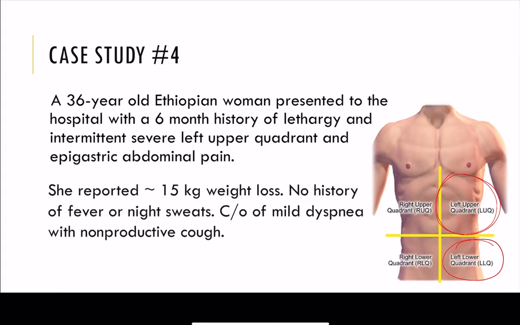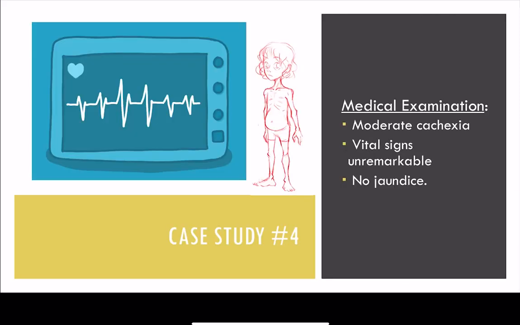in the GI system. She reported a 15-kilogram weight loss, no history of fever or night sweats, and complaints of mild dyspnea and non-productive cough. Looking through the medical examination that was done, they report moderate cachexia. That is the loss of lean tissue independent of caloric intake. Her vital signs were unremarkable, and there's no jaundice observed.